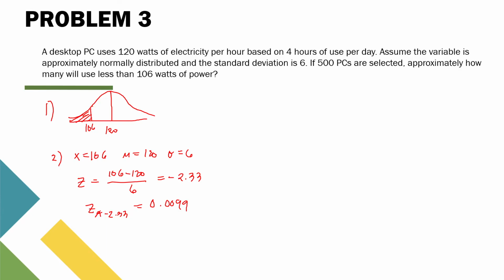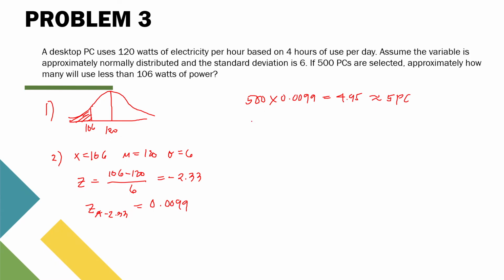0.0099. So the question is, if 500 pieces are selected, approximately how many will use less than 106 watts of power? Since the probability is 0.0099, we have to multiply 500 times 0.0099. So this is 4.95. Since this is a number of pieces, we will round this to 5 PCs on desktop.